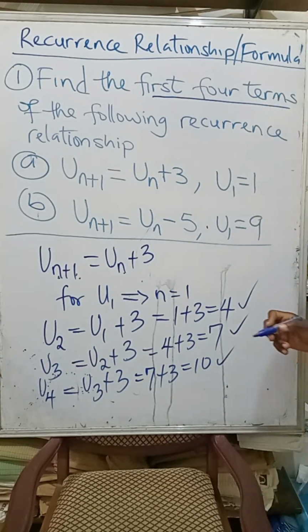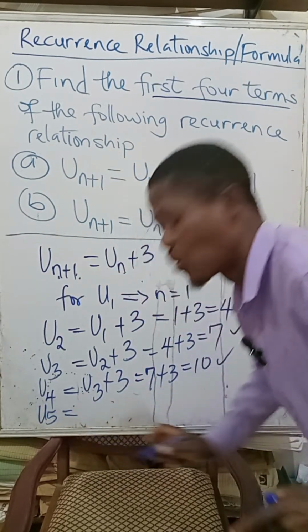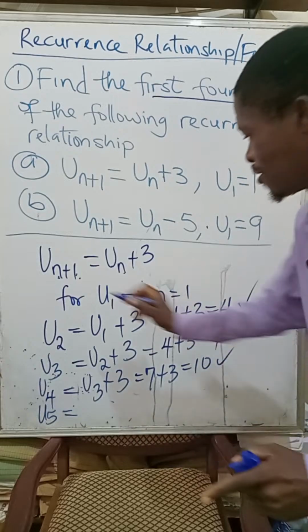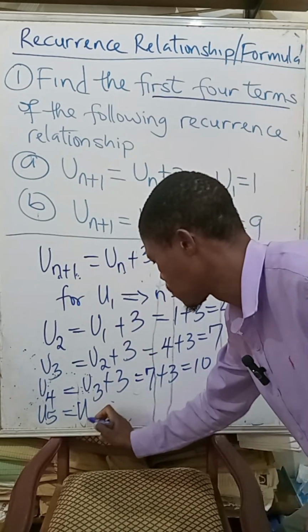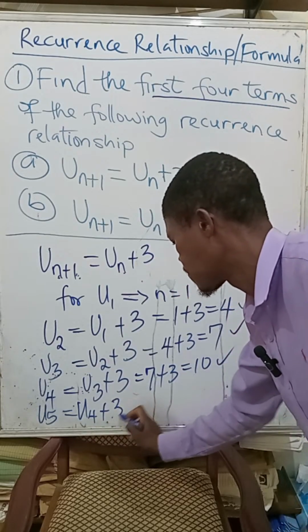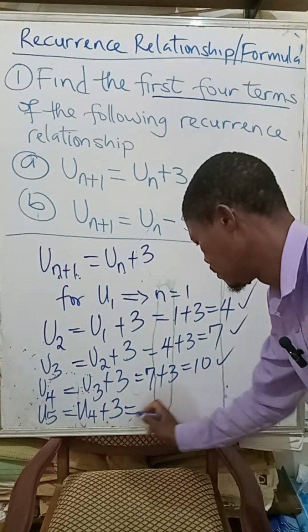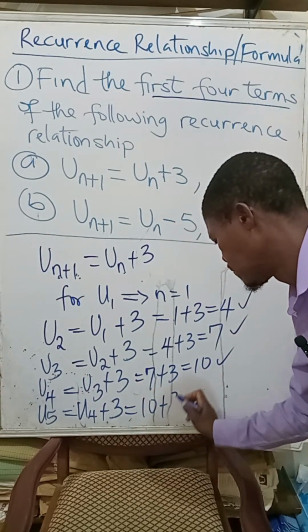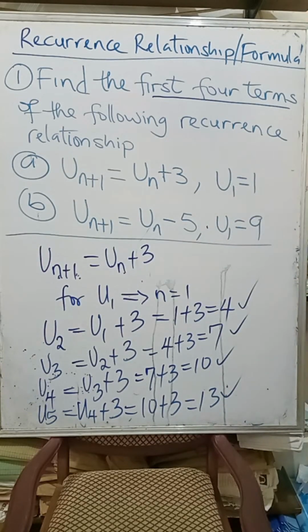And the last one, u subscript 5. That's when n is what? n is 4, 4 plus 1, making 5. And then u4 plus what? Plus 3. Your u subscript 4 is 10. 10 plus 3 is what? Which is 13. So that's that for that question.